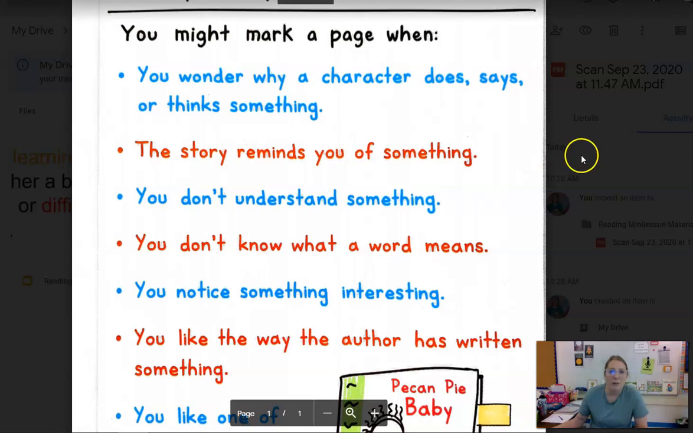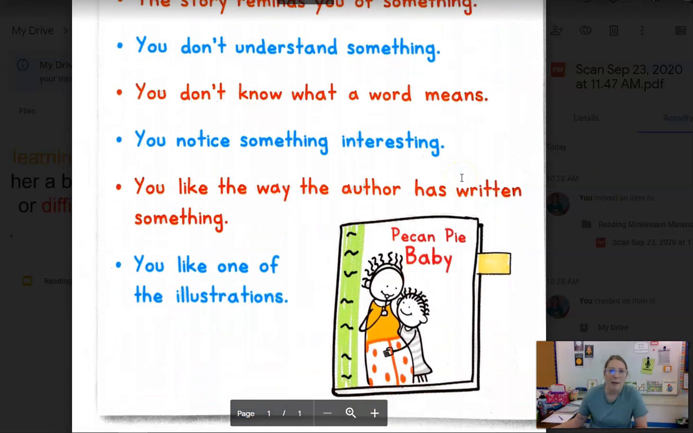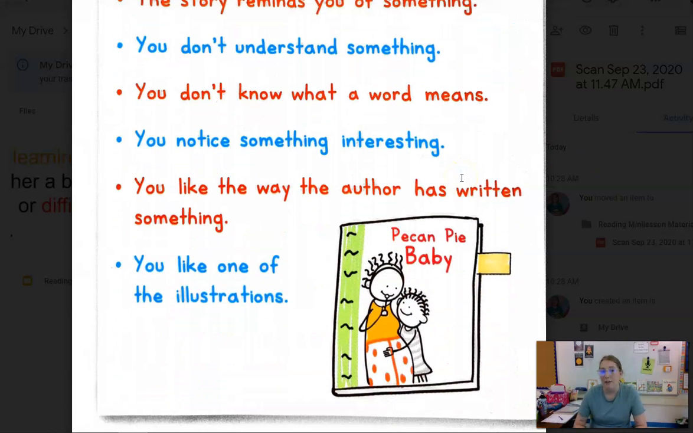So I'm going to go ahead and scroll down just a little bit. There we go. So you might mark a page if you like one of the illustrations. That's the great thing about a lot of the stories we read in second grade, kiddos. They have amazing illustrators and amazing illustrations. The story that's shown on this chart, Pecan Pie Baby, is one of those. So when you're reading the story, if you notice an illustration that you really, really like, that's definitely something that you could mark to talk about later.